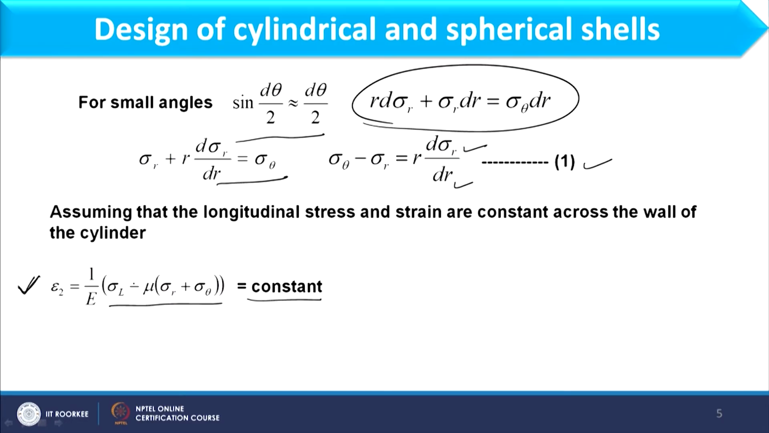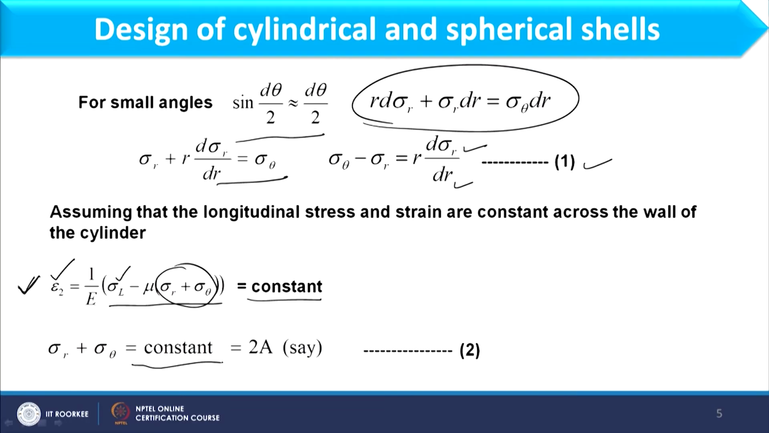Now as we have discussed, the longitudinal stress will be constant, and accordingly the strain in that direction will also be constant. So in this equation if you see, epsilon 2 is constant, E is constant, sigma L is constant and mu is constant. So the only variable I have is sigma r plus sigma theta. Okay. So further I can rearrange this in this form, sigma r plus sigma theta equal to a constant, and that we can equate to 2a for derivation purposes, and this I have mentioned as equation 2.